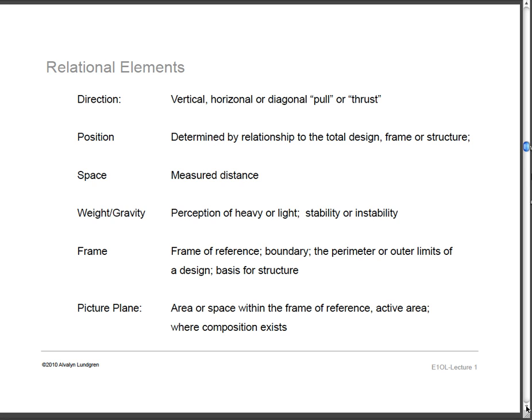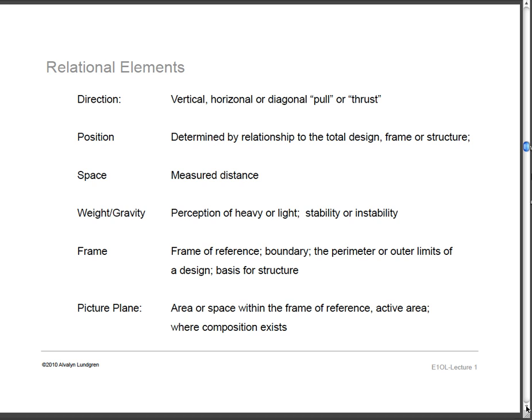As a point to make, as human beings, we really prefer things that are stabilized and balanced because we feel secure. We like to be secure. A frame is basically a frame of reference. It's the boundary, it's the outline, the perimeter of your overall design, and it's the starting place for structure, which is the foundation of the design.